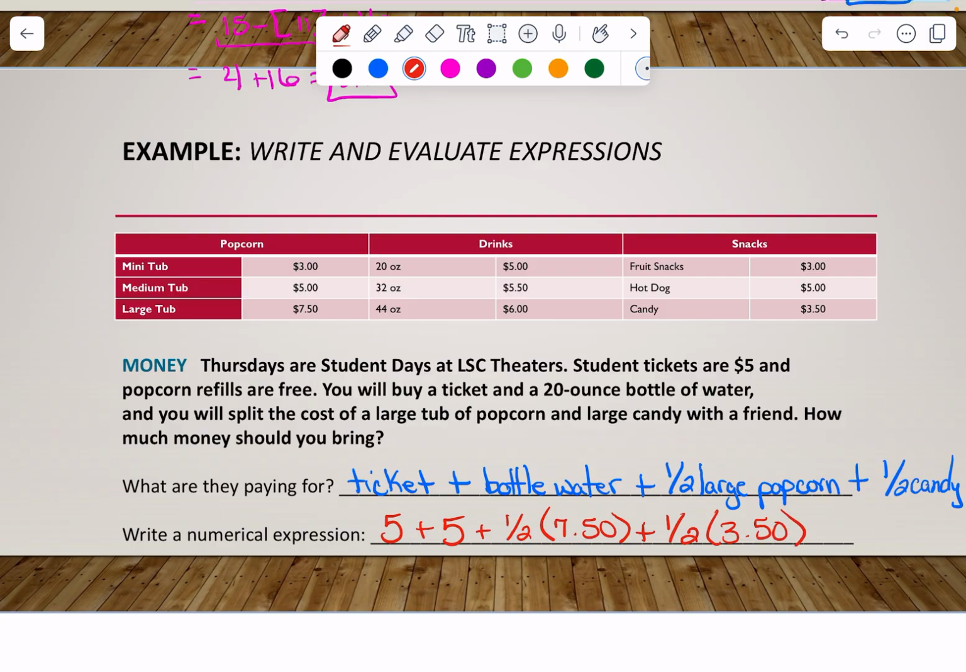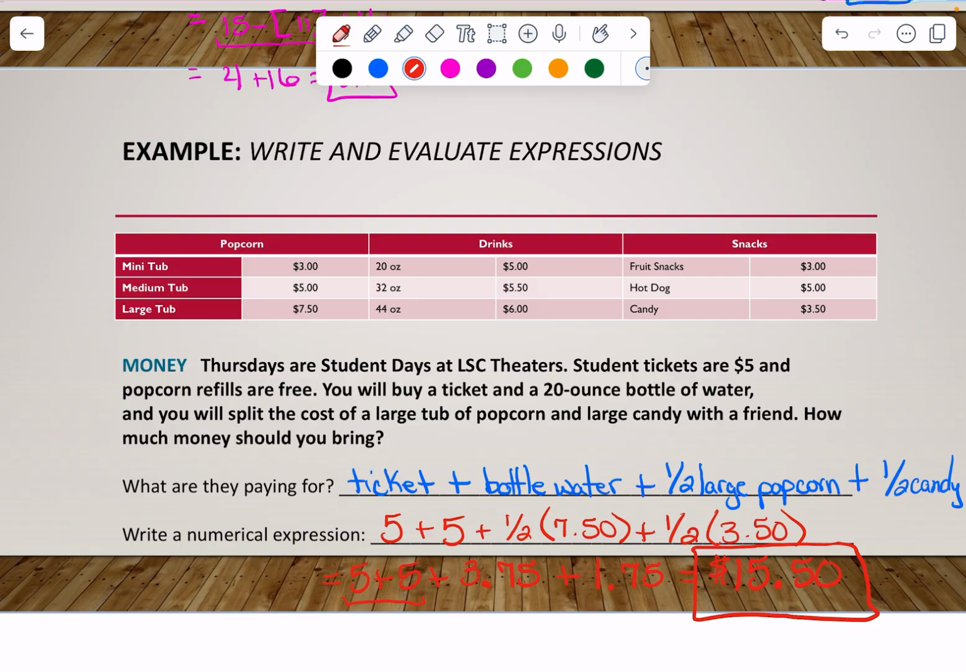And now we simply work that out. So if you notice, we have some multiplication. So 5 plus 5, half of $7.50 is $3.75. Half of $3.50 is $1.75. Then at this point, we just start in and we work left to right. It's all addition. So we literally are just going to go 5 plus 5 plus 3.75 plus 1.75. And that ends up giving us $15.50 is what you're going to spend on that.